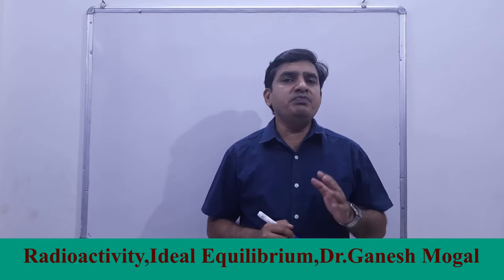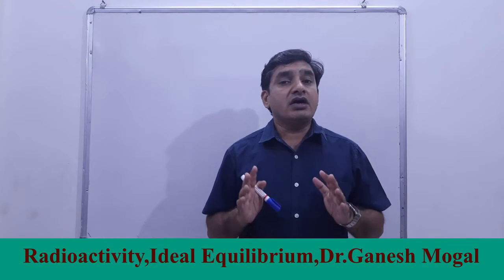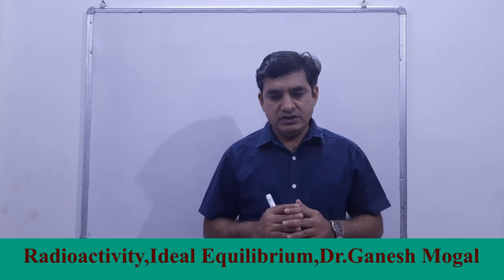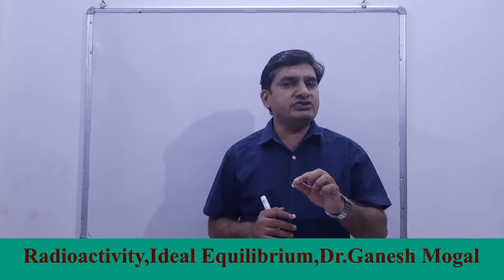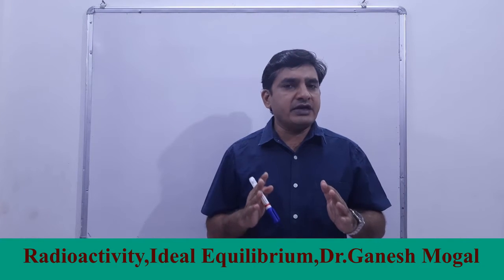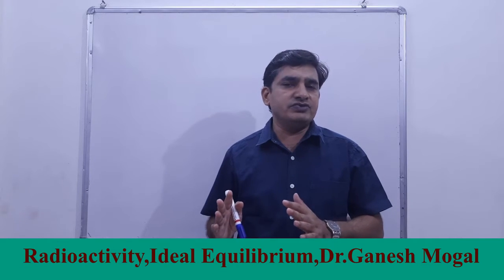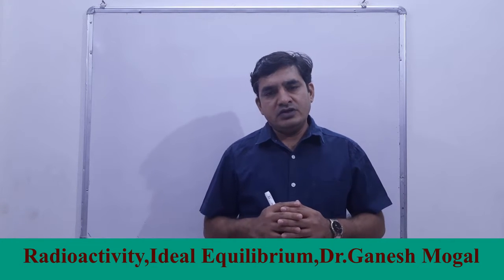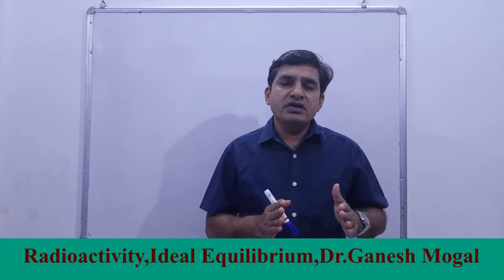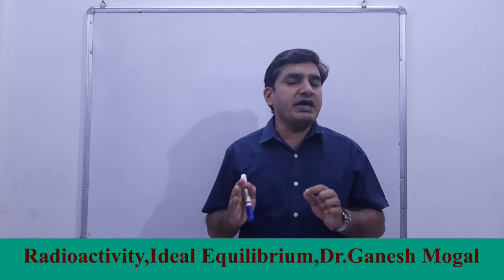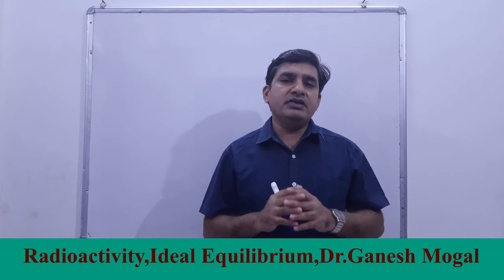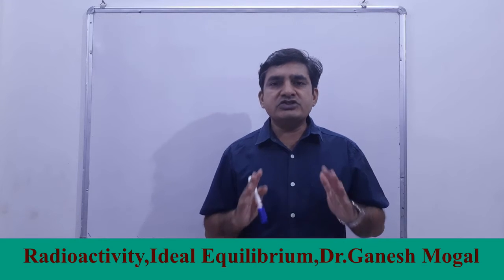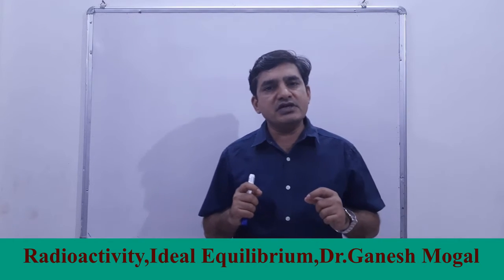Radioactivity. In the previous lecture, we discussed the ratio of the activity of a daughter to the activity of a parent. If we consider the time t equal to 0, then the ratio of activity of daughter to parent, that is r, is equal to 0. But if we consider the time t equal to tm, the time where the activity of a parent is equal to the activity of a daughter, then the ratio r is equal to 1. Such a type of equilibrium is known as an ideal equilibrium.